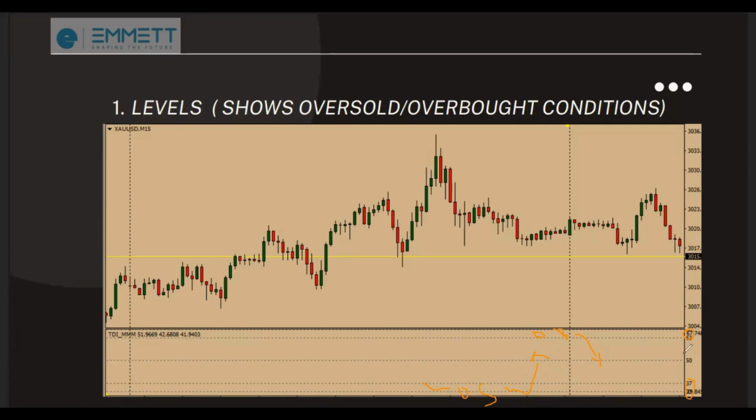Then we have level 50, and this is what we call the neutral line. When the market is trading here, we say it's neutral. We don't have strong buyers or strong sellers, so we wait until the market decides what direction it's going to take. So that is all about levels. Like I said, when the market is trading in the oversold, we are looking for a bullish reversal, and when it's trading in the overbought, we are looking for a bearish reversal. Now that is key to understand. Let's look at the other feature.